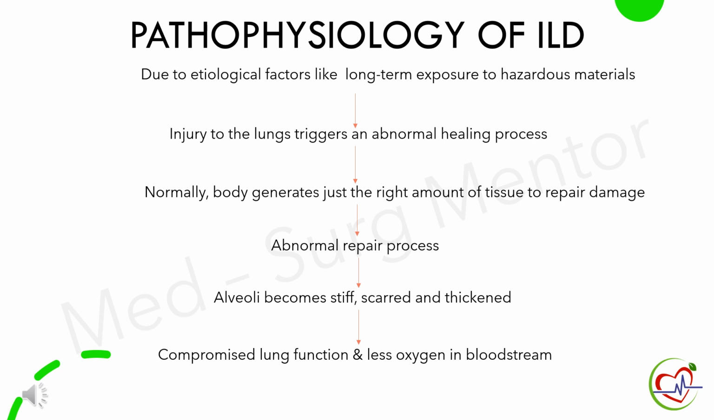Pathophysiology of interstitial lung disease. It is caused by etiological factors like long-term exposure to hazardous materials such as asbestos. Due to this, there is injury to lungs which triggers an abnormal healing response. Normally, the body generates the right amount of tissue to repair damage, but in interstitial lung disease, there is an abnormal repair process which results in stiff, scarred and thickened alveoli. Gradually, the lung function is compromised as it is very difficult for the oxygen to pass into the bloodstream.